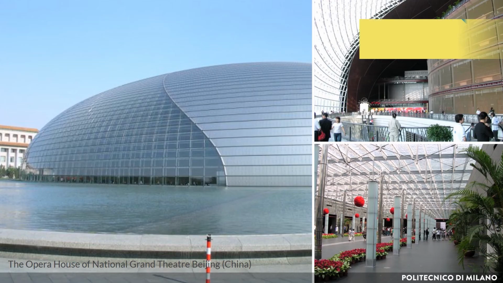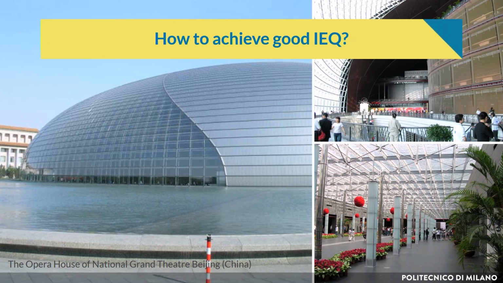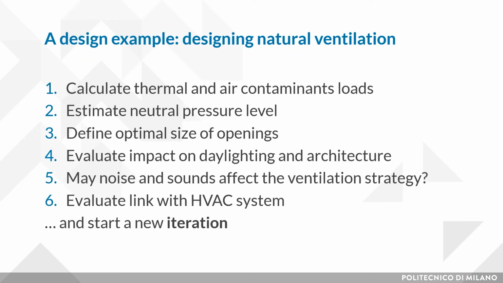And we have some standards again for different environments to help us in understanding whether we have a good acoustic comfort. So how to achieve good indoor environmental quality, how to design such a complex building, which is the theater in Beijing, China, but also how to design this in a normal residential building. You can start thinking of an example of design.